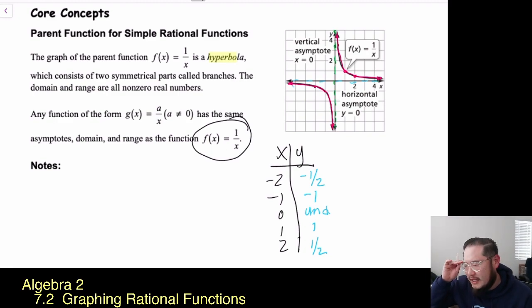Once again, examining our function, we have domain all real numbers except x cannot equal 0. And for our range, it's all real numbers except y cannot equal 0. Make sure you put those things when they ask you in your homework.